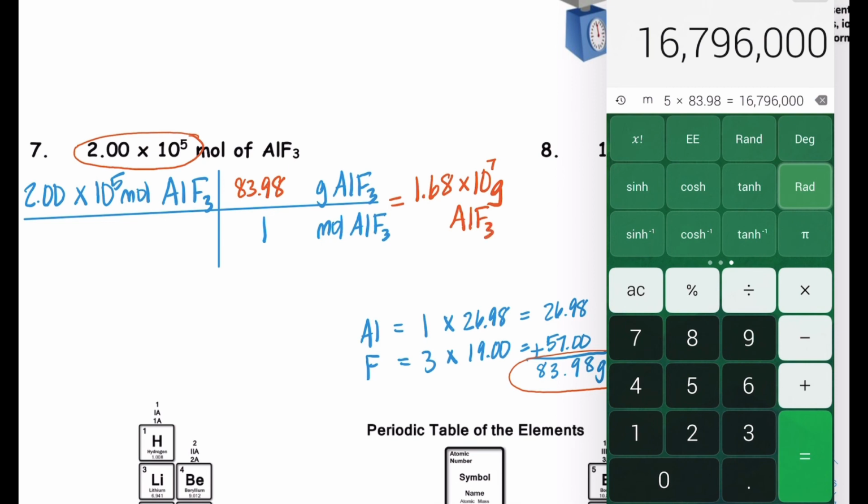And that's how you perform one-step conversions from moles to grams and grams to moles.